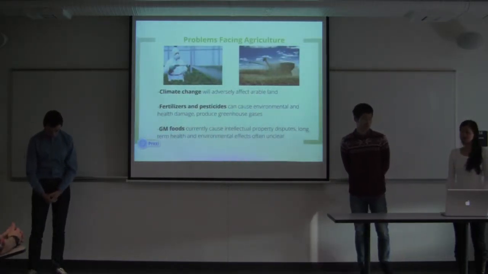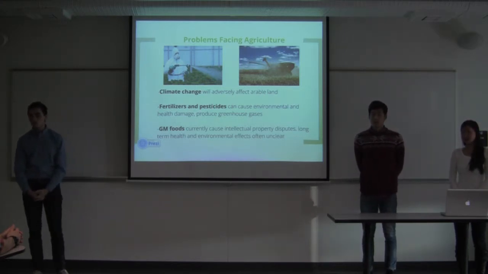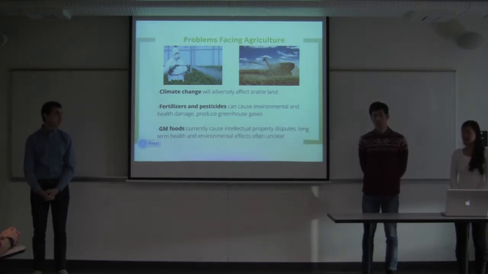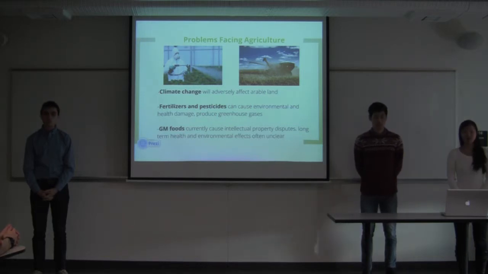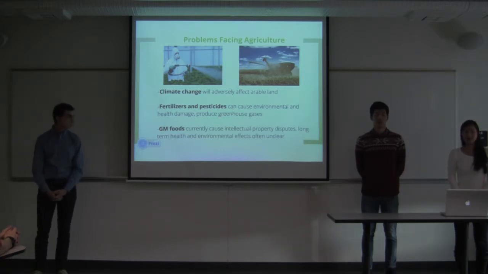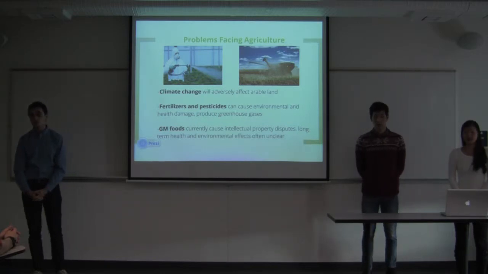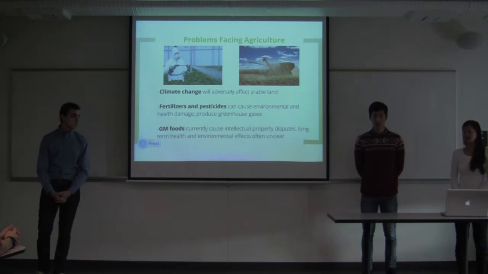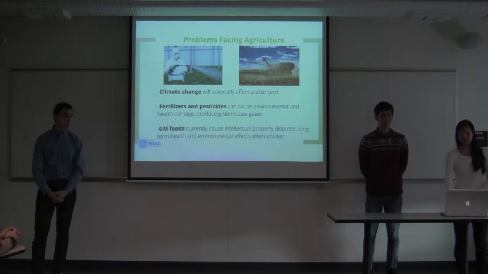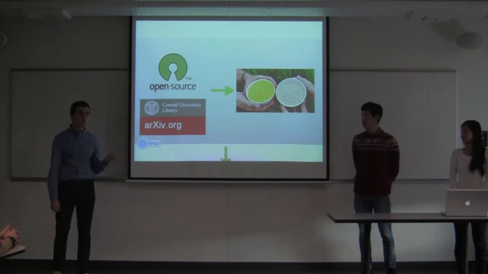So there are currently many issues surrounding agriculture. One of them is climate change. Climate change is continually affecting our environment, including the land available for agriculture. In addition, there is currently a strong reliance on pesticides, herbicides, and fertilizers, which are not good for our health, nor are they healthy for our environment. And in the area of GM foods, there are many intellectual property disputes, which affects the accessibility of information about GM foods and their development. And this is related to how there is limited knowledge about the long-term effects of GM foods on our health. So to address these concerns about agriculture, we have looked at the open source model.